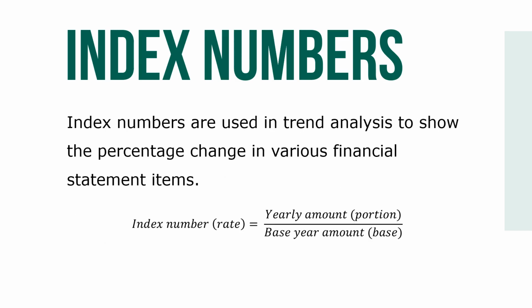Index numbers are used in trend analysis to show the percent change in various financial statement items. With index numbers, a base year is chosen and is equal to 100%. All other years' figures are measured as a percentage of the base year. Once again, we encounter the now familiar percentage formula: rate equals portion divided by base. The index number should be expressed as a percent rounded to the nearest tenth, where index number, the rate, equals the yearly amount, portion, over the base year amount, base.